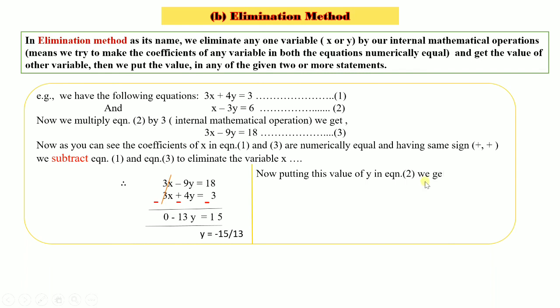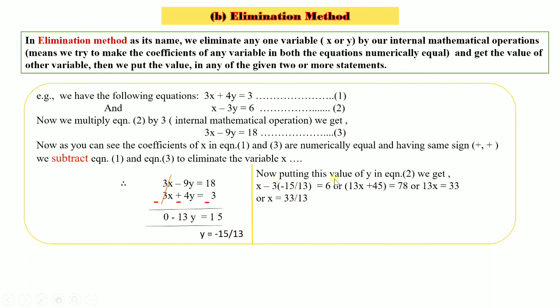What do we get? x minus 3 into the value of y, minus 15 upon 13, equals 6. Taking LCM, 13x, minus into minus plus, 15 3s are 45, and then cross multiplication of 13 6s are 78. So we got 13x equals 78 minus 45, which is 33. So x is equal to 33 upon 13.